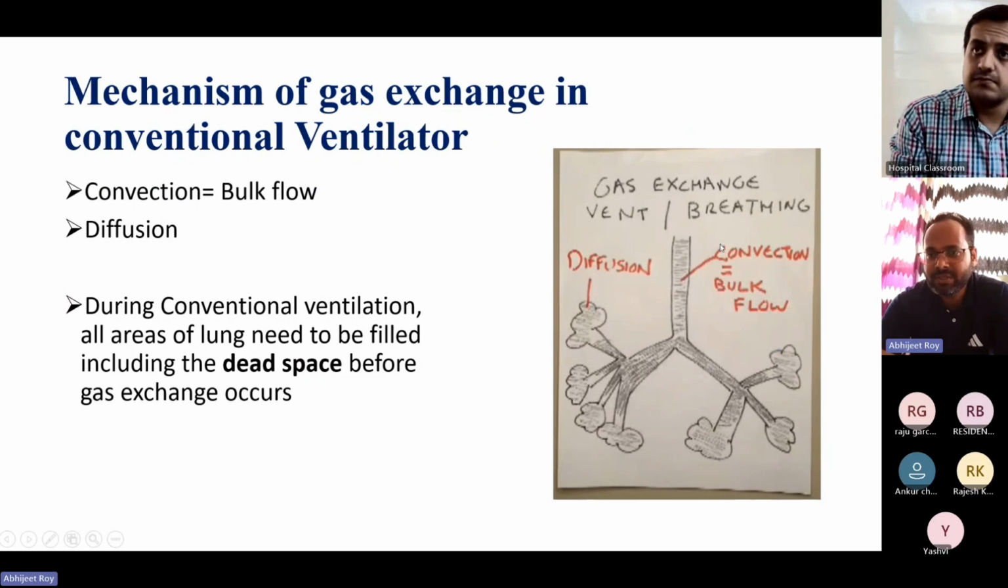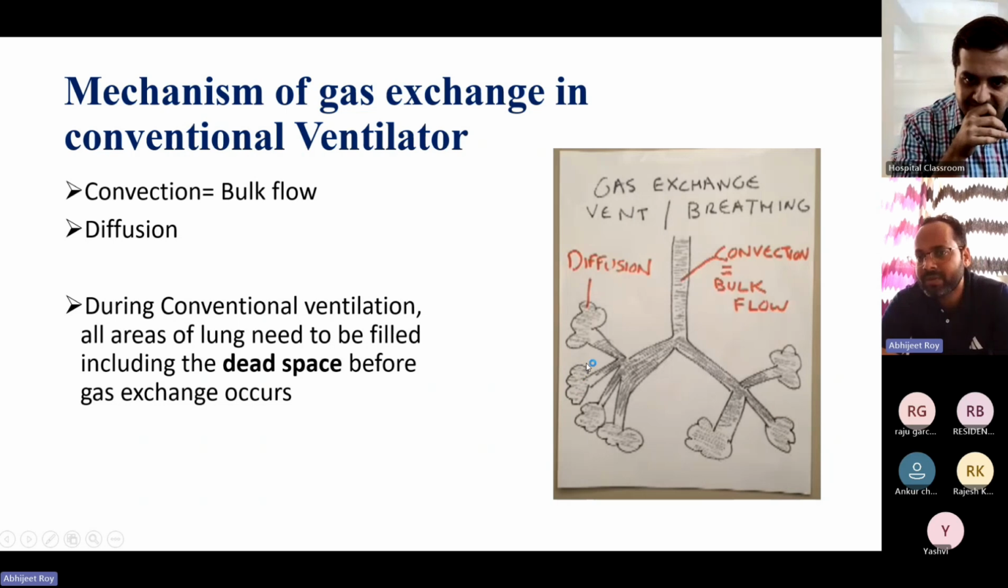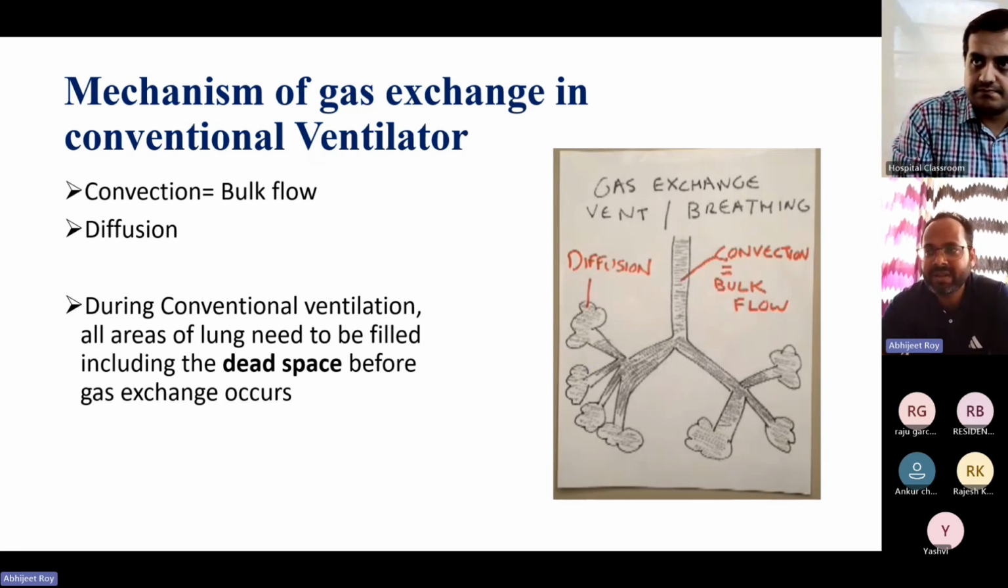In conventional ventilation, there is mostly bulk flow. The air is pumped into the trachea and then into the smaller airways. So the gaseous exchange occurs here, and this is the bulk flow or convection flow. And in the distal airways, at the level of alveoli, diffusion occurs. But for gas exchange to occur in conventional ventilation, we also have to take into account dead space, which is alveolar dead space as well as anatomical dead space, where gas exchange does not occur. How does alveolar dead space arise? It is the part of the lung or the alveoli which is non-perfused, which will result in non-exchange of the gases.